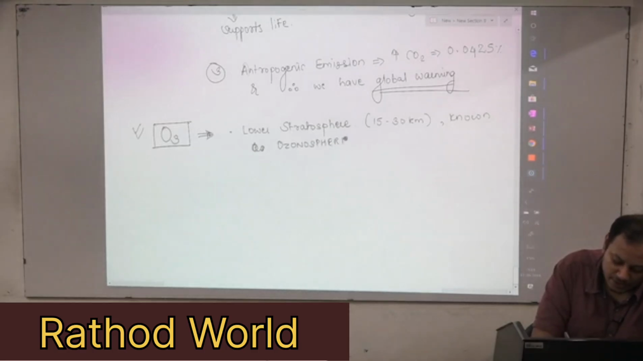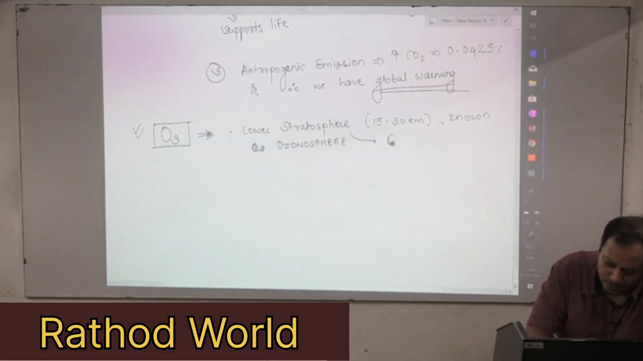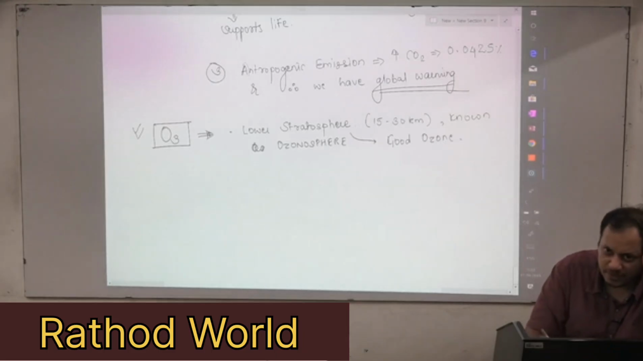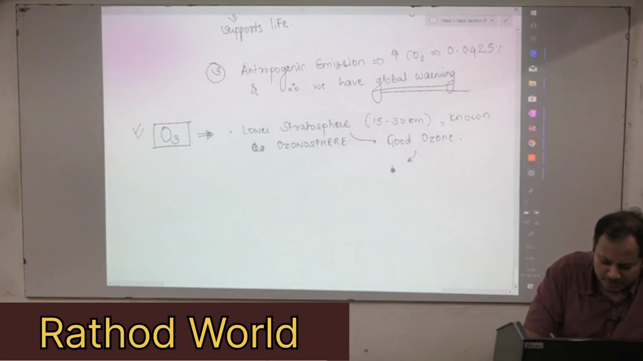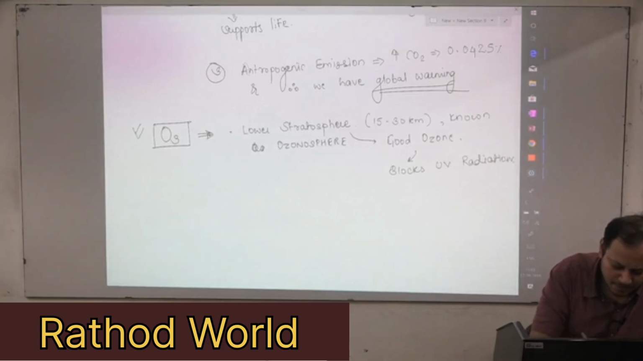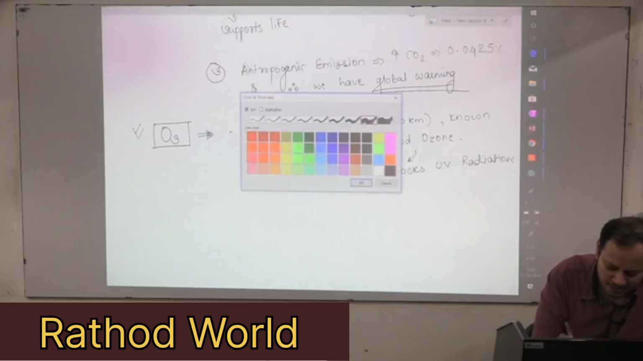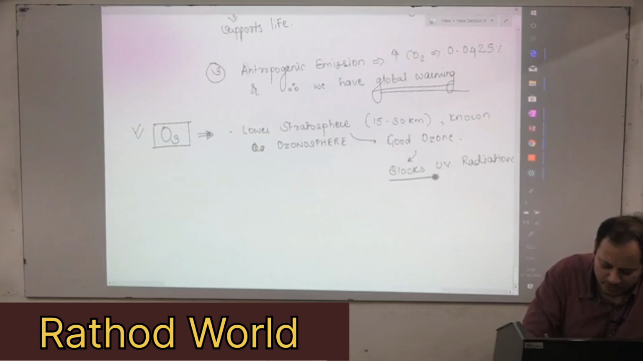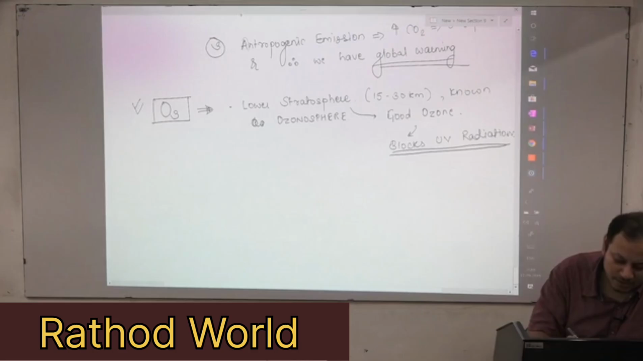This natural ozone, which is present in the lower stratosphere, is what is known as good ozone. Right? Why good ozone? Because it blocks ultraviolet radiations, the harmful radiations that are responsible for skin cancers. Recently a cricketer said he was suffering from skin cancer. So it blocks the UV radiations which cause skin cancer.